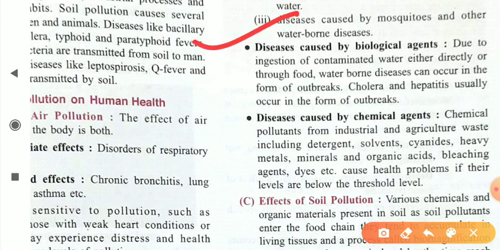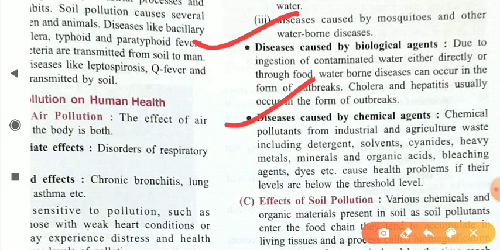Okay, dear student, the next point is diseases caused by biological agents. Due to the ingestion of contaminated water, either directly or through food, waterborne diseases can occur in the form of outbreaks. Cholera and hepatitis usually occur in the form of outbreaks. All these are the wide outbreaks of waterborne diseases.